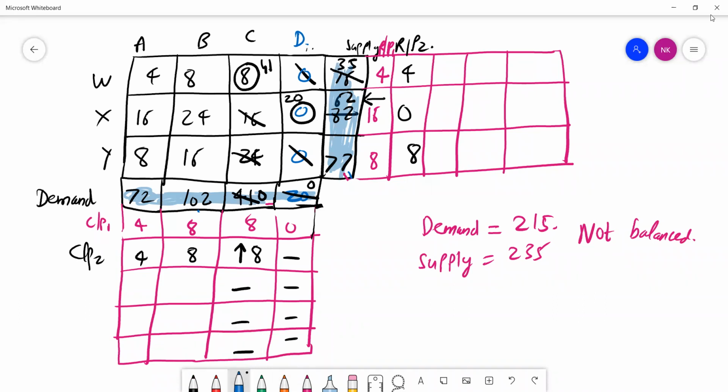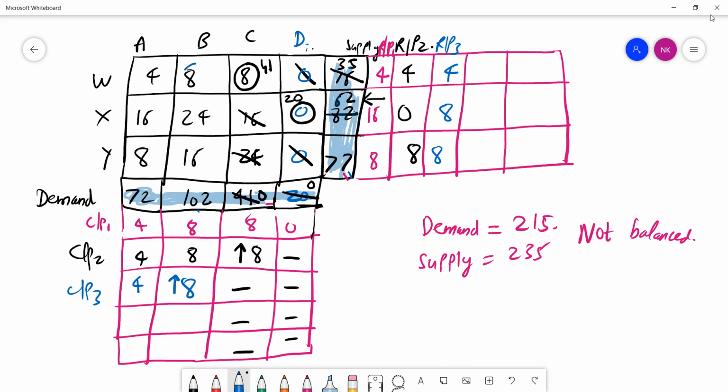Next step, continue the same process. 4 and 8, difference is 4. In the column penalty 3, 8 and 16, the difference is 8. In the row penalty 3, we would be having 4 and 8. So difference is 4. 16 and 24, the difference is 8. 8 and 16, the difference is 8. Which is the highest? It's 8. So let's say we are considering this one, 8.